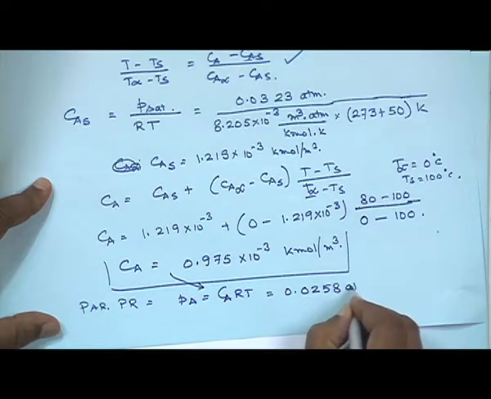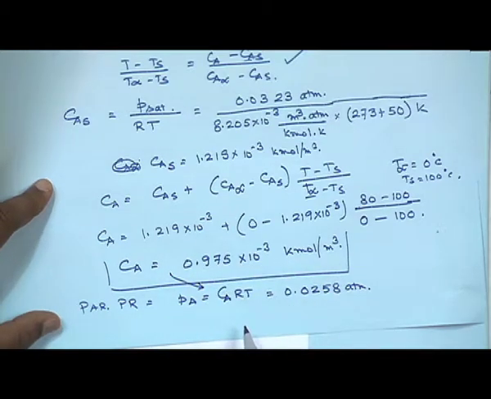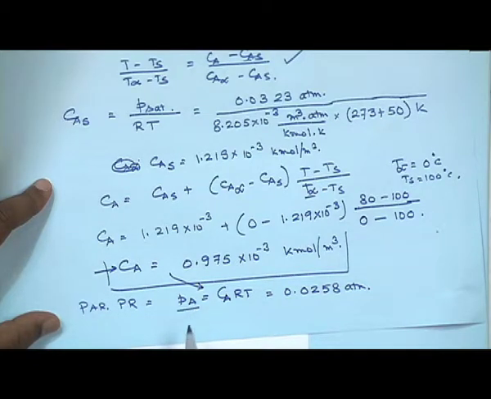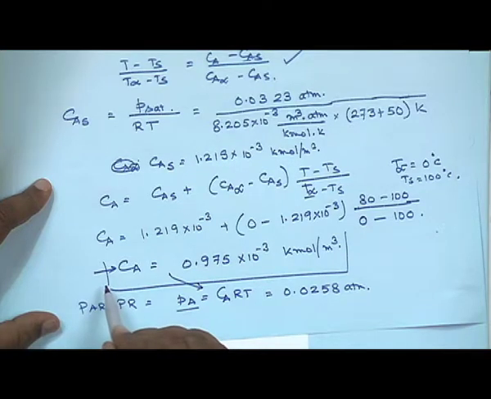It would come to be 0.0258 atmosphere. So, an analogy essentially gives you the value of concentration and the value of the partial pressure without having to solve any mass transfer equations, any complicated equations. So, results obtained in a heat transfer experiment can simply be projected to obtain results of a mass transfer experiment that you haven't done. Okay.